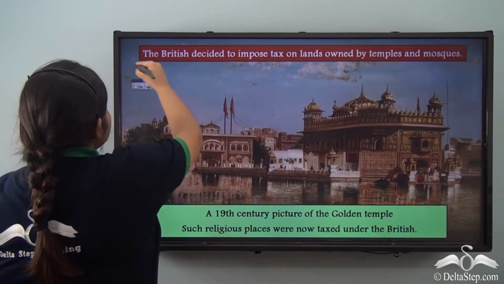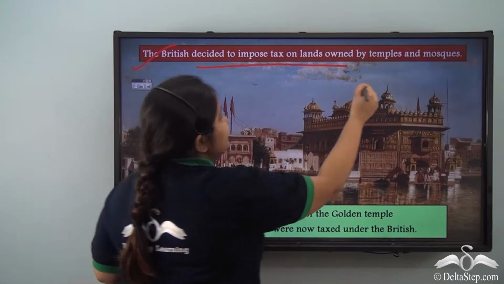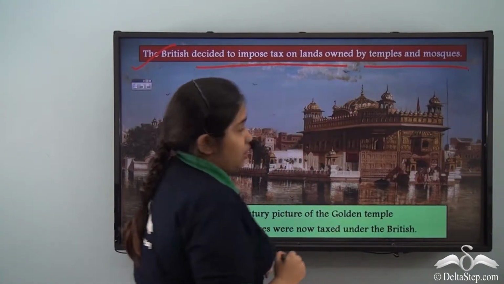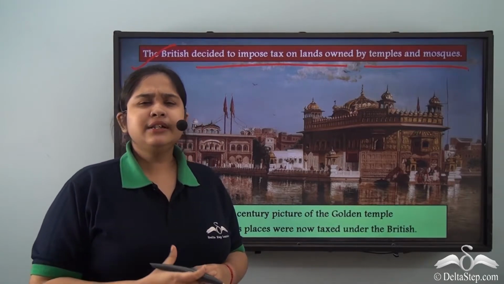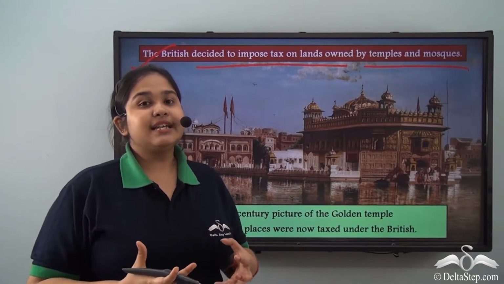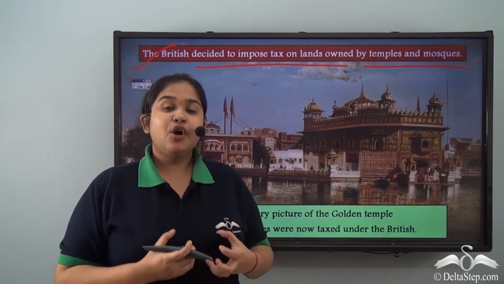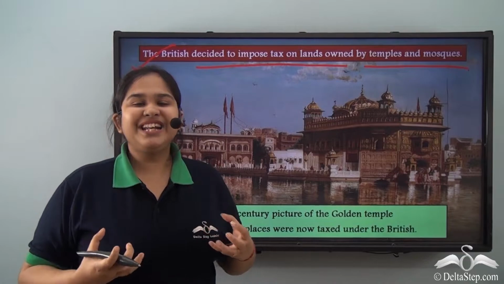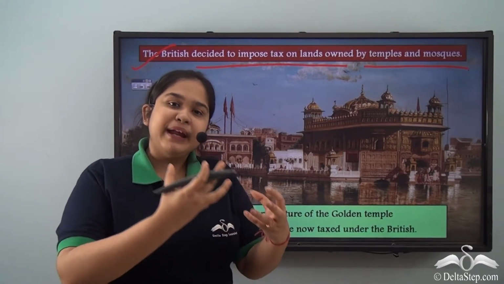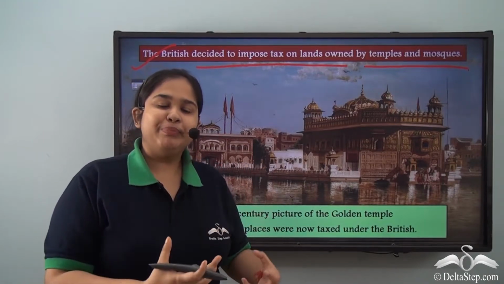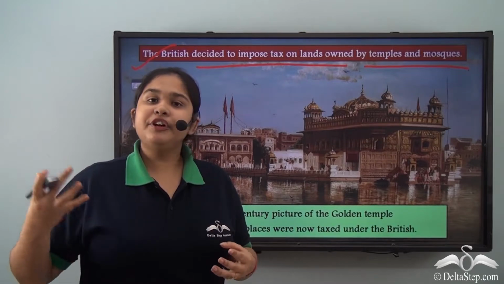So, first is that the British decided to impose tax on lands that were owned by temples and mosques. Till the point of time that the British had come in and started governing, none of the rulers had taxed lands that belonged to religious purposes. Now we understand that people automatically felt threatened because the livelihood that depended on these temples, mosques and religious structures was therefore in danger.